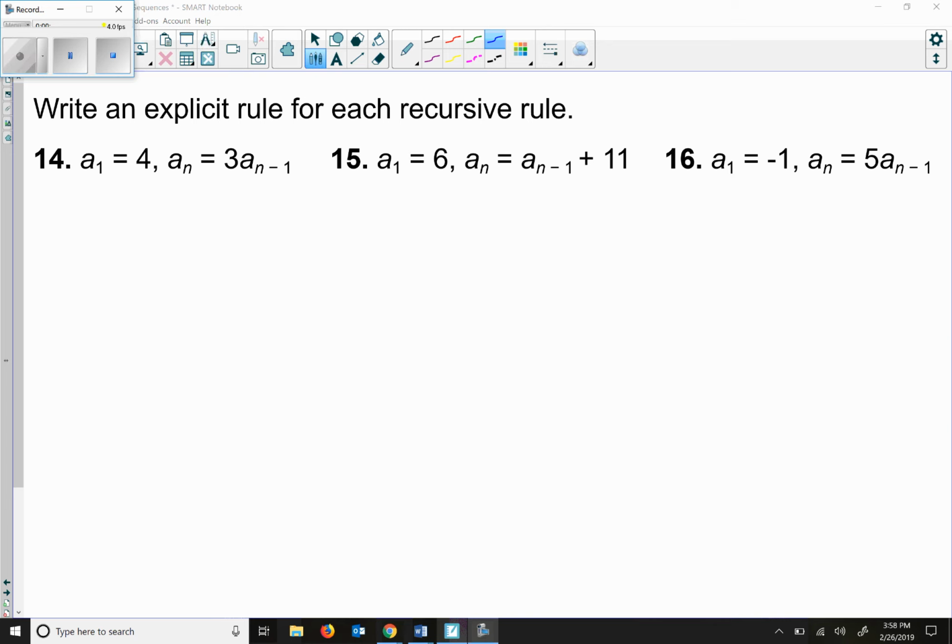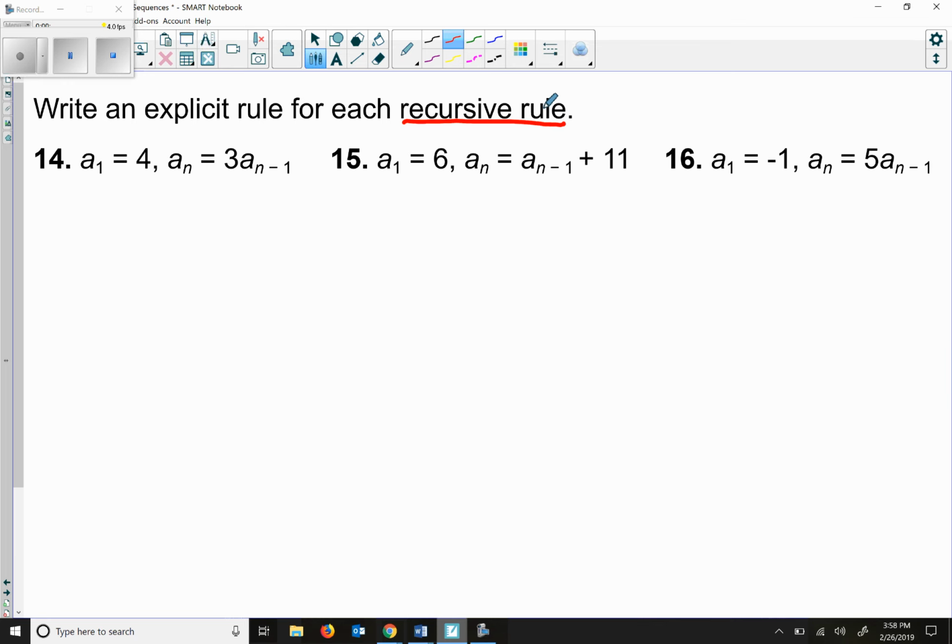Okay. Now for examples 3 and 4, our job, well, example 3 at least, is to write an explicit rule for each recursive rule. So now that we've learned and done a little bit with the recursive rule and figured out what those are, that's what we're given, and our job is to convert it back into an explicit rule. Okay, so taking a look at number 14.